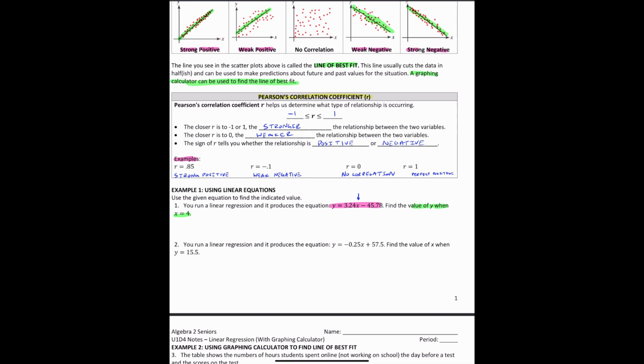So all I need to do here is this. I do y equals 3.24 times 4 minus 45.78. And 3.24 times 4 is 12.96 minus 45.78. And then once I put this in the calculator, you're going to get negative 32.82. And that is our y value.